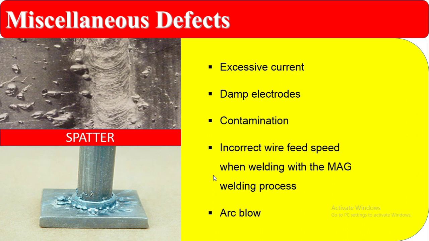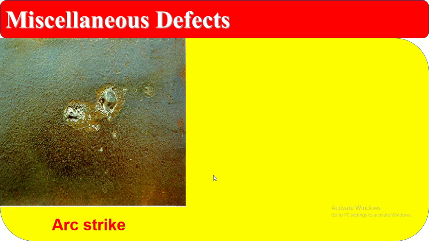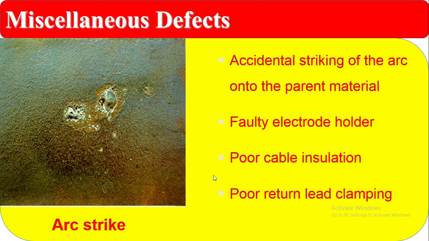Arc blow is also a main factor. Miscellaneous defects also include arc strike. You see how the arc strike looks like. I already said in the previous slide, arc strike is accidental striking of the arc onto the parent metal. So your electrode is doing the welding and suddenly, accidentally, the electrode strikes the parent metal during the ongoing welding, so that's called arc strike.